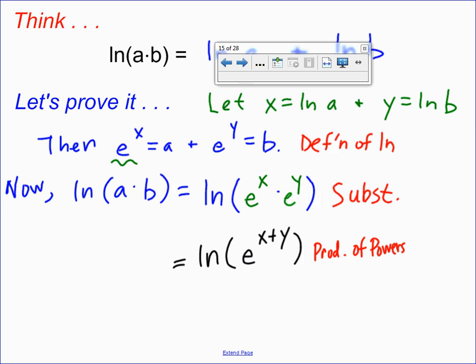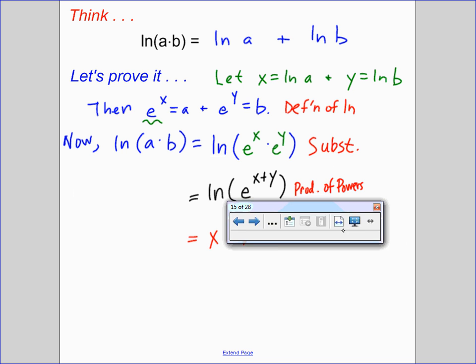And now I could rewrite the natural log of e to the x plus y. I could do this two different ways. Remember, a natural log undoes an exponential with base e, or I could grab onto this exponent and bring it down in front in accordance with the log of a power property. Either way, I'm going to get x plus y. And that is, again, the definition of natural log, or we could say log of a power, either way. Definition of ln is quicker.